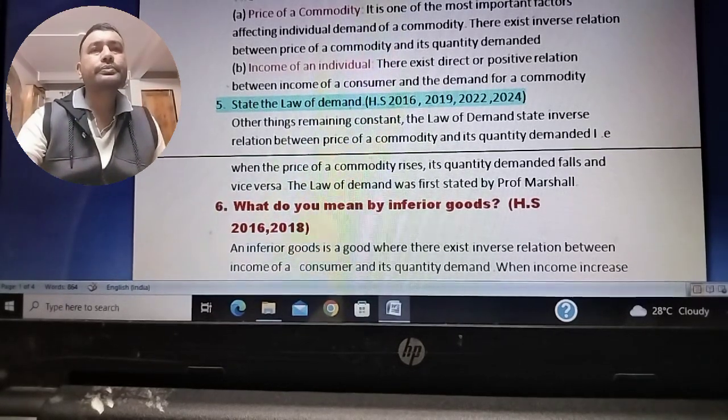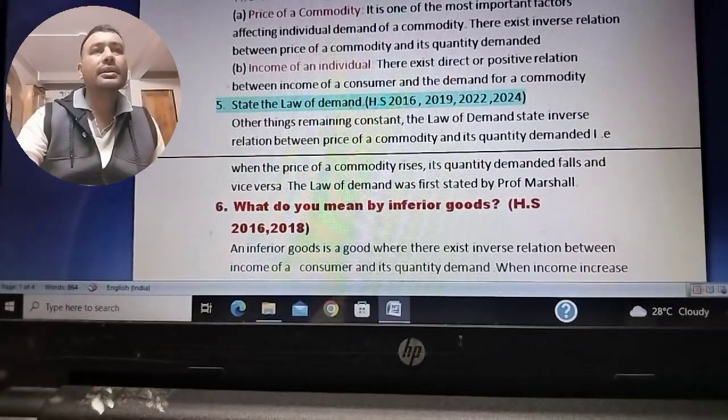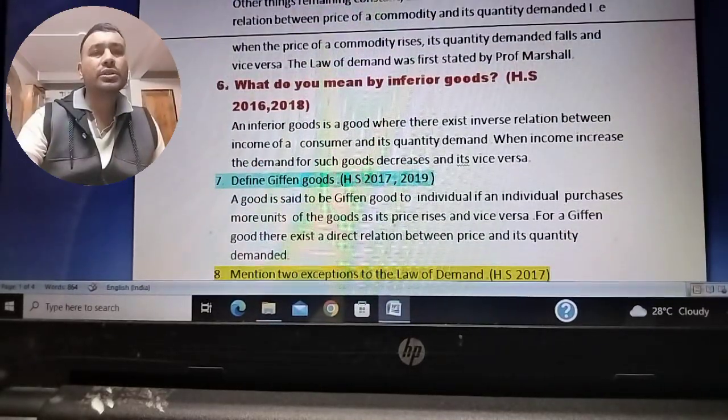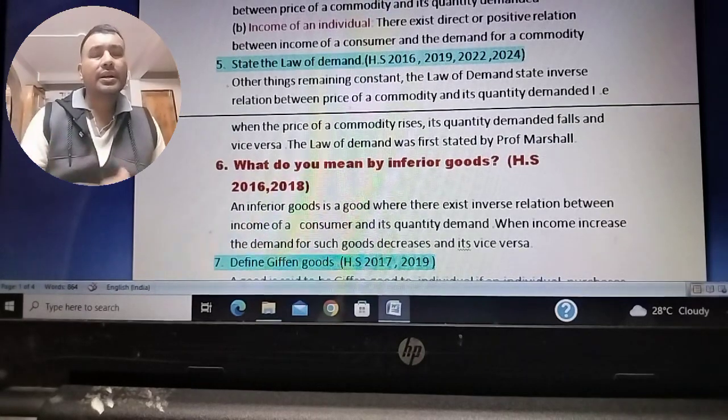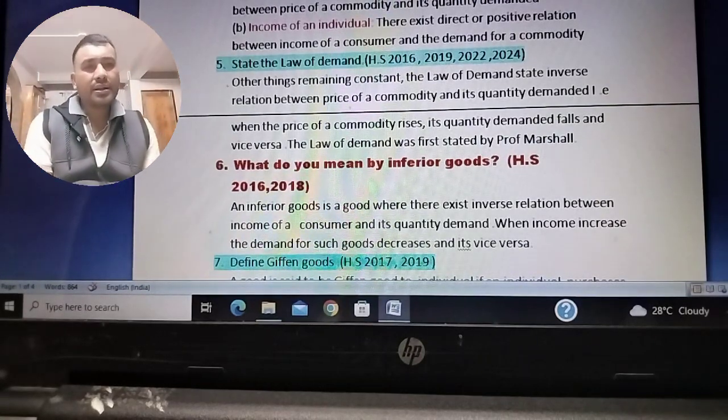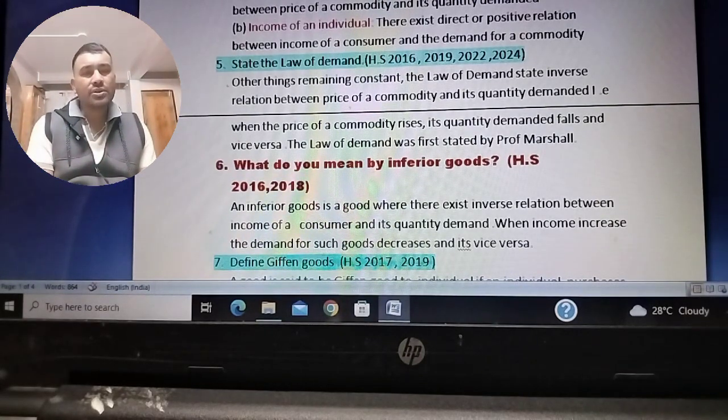So let's look at question number 5. State the law of demand. It is a very important question. It was asked in 2016, 2019, and 2024.